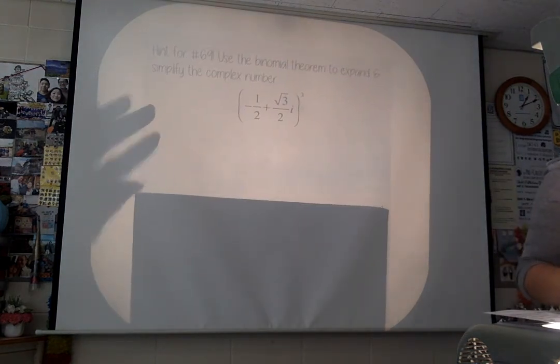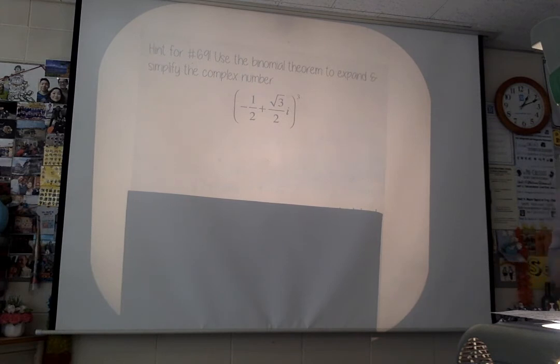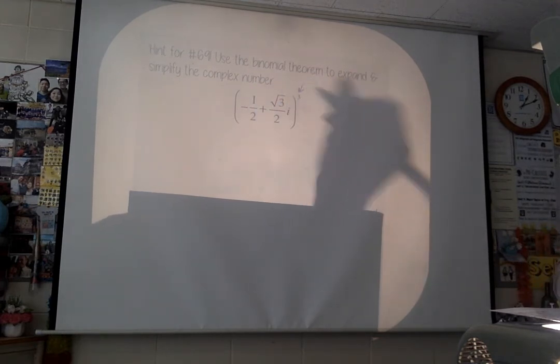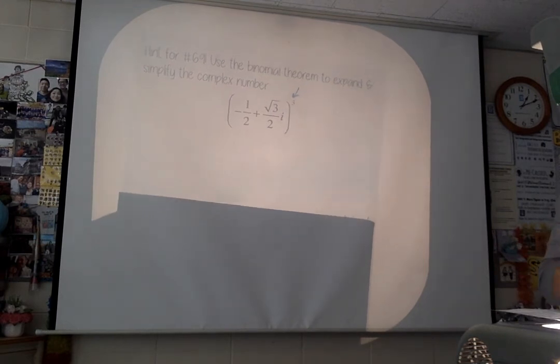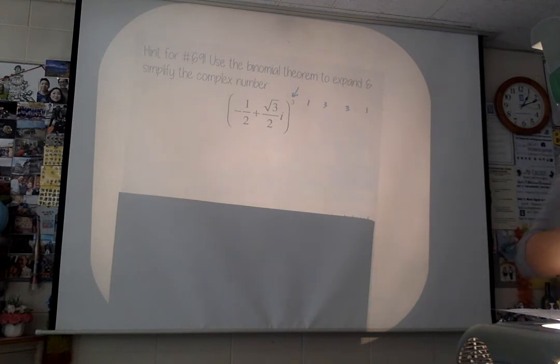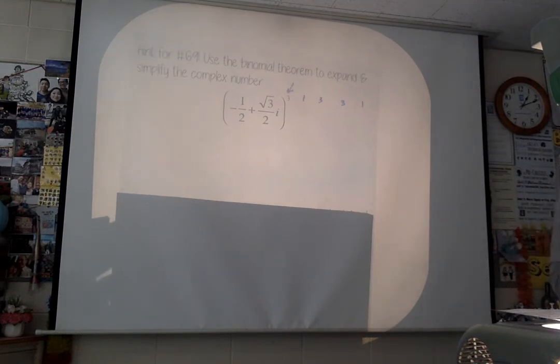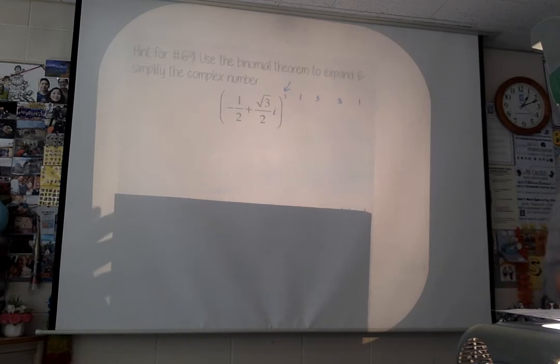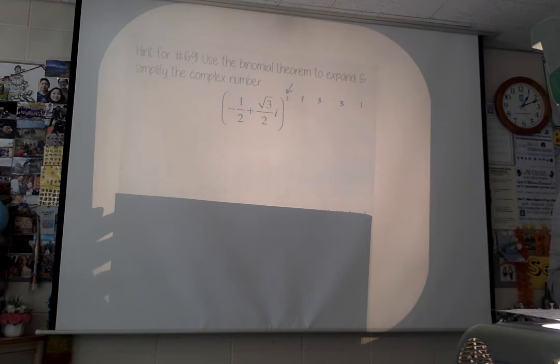That's pretty hard. Use the binomial theorem to expand and simplify the complex number. Don't be so scared of complex numbers, okay? You know if it's a 3 here, right, it's the 4th row, which means it's going to be 1, 3, 3, 1. If it's a 4th row, it has 4 terms. So you know that's what the coefficients are, okay? They want you to simplify the complex number. Ooh, it's kind of ugly, right? Okay, how can we simplify this?